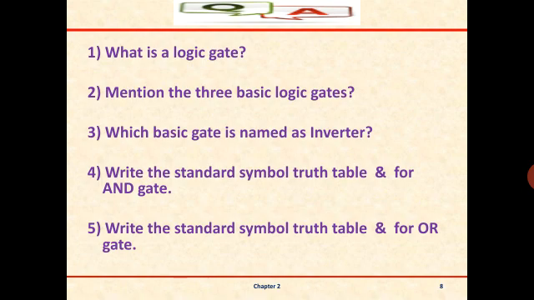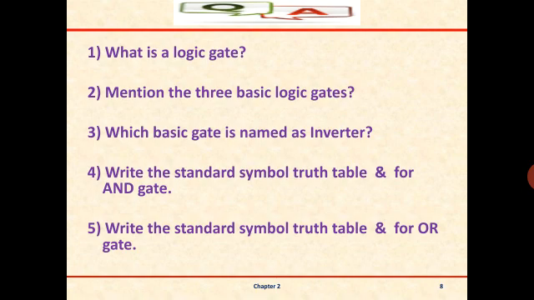So finally, let us have a few questions and answers, students. First question: what is logic gate? Just now we have defined what is logic gate. Logic gate is simply an electronic circuit which operates on one or more input signals and produces one output signal. Now the second question: mention the three basic logic gates. Here they have asked to mention, so you have to write only the names. The three basic gates are NOT gate, AND gate, OR gate.